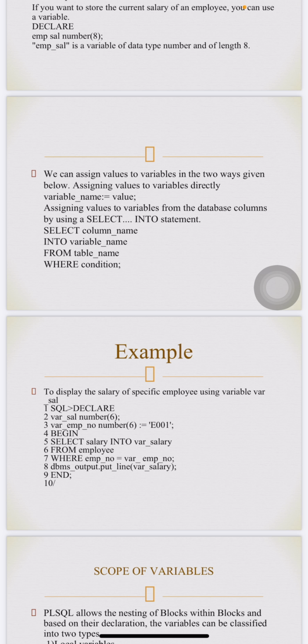So this is the code. Start with the SQL> prompt. DECLARE: variable v_salary is declared, and the variable employee number v_empno is equal to 'E001'. After that, the execution section: BEGIN, SELECT salary INTO v_salary FROM employee table WHERE employee number is equal to v_empno, and then DBMS_OUTPUT.PUT_LINE with the salary. After that END, and the last one is the slash.